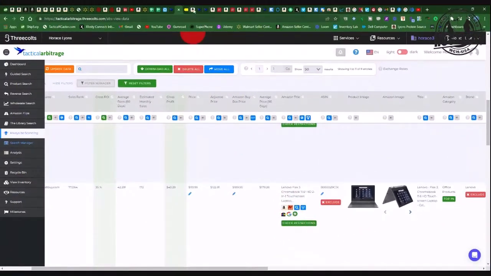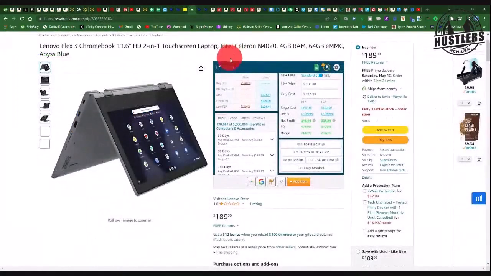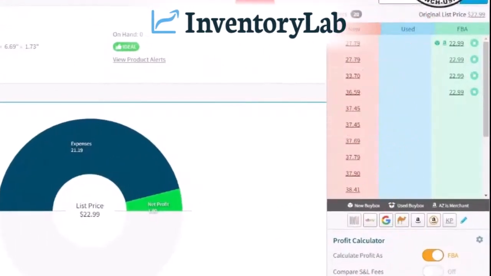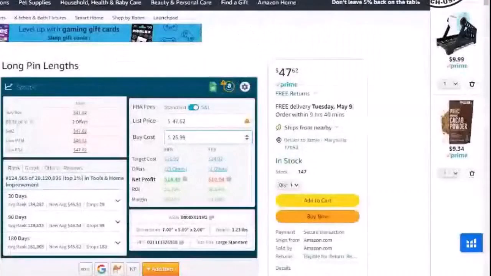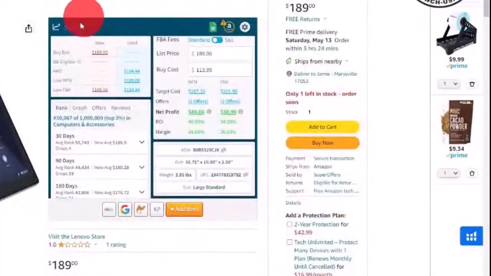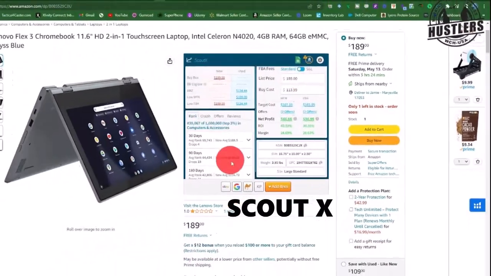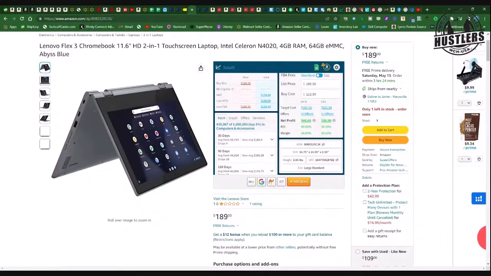A lot of times, guys, you hear me and Karen talking about the software Inventory Lab. And what you usually see me do is take that ASIN over to Inventory Lab and stick it in there. And then we start doing stuff, right? But what we notice is now, if you have the software Inventory Lab, you get the extension called Scout X. That puts everything right in front of you.